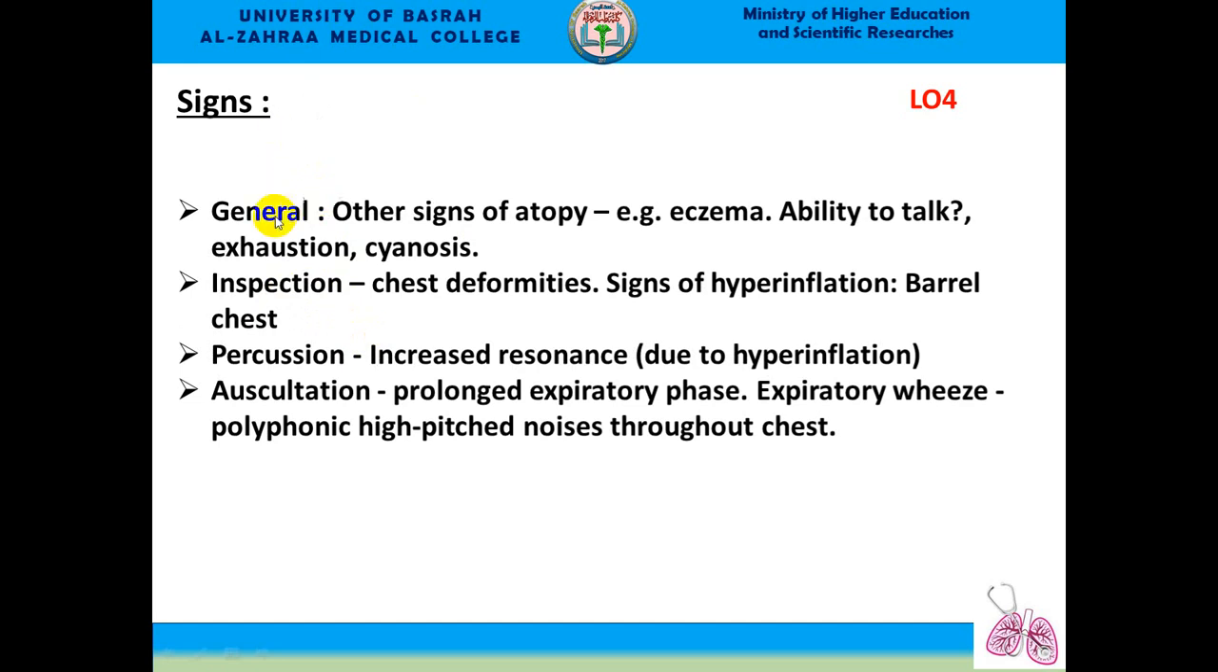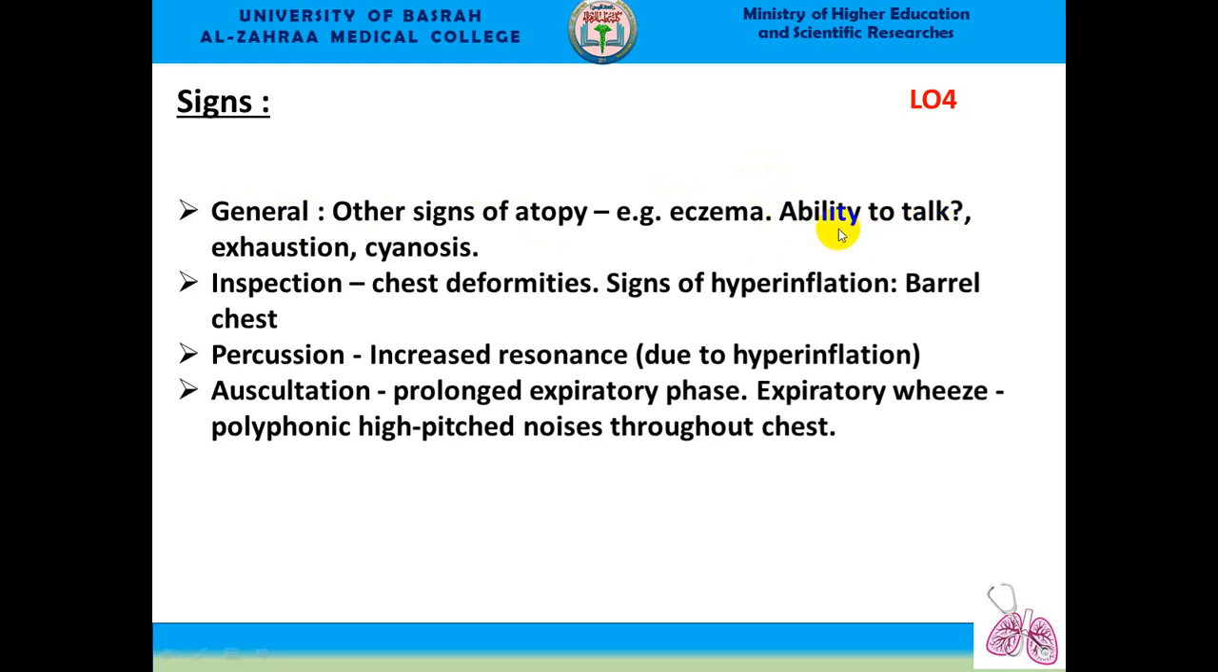On examination, starting with the general look at the patient, probably you will find other signs of atopy like eczema or allergic rhinitis, and you should look at the ability of the patient to talk.